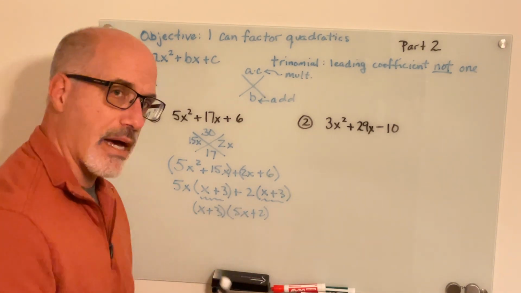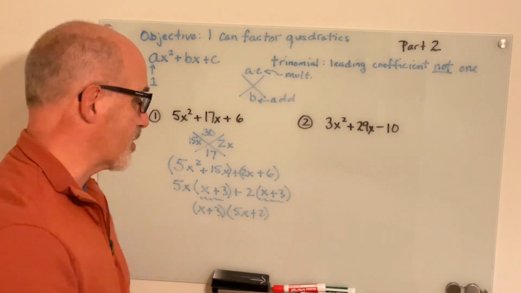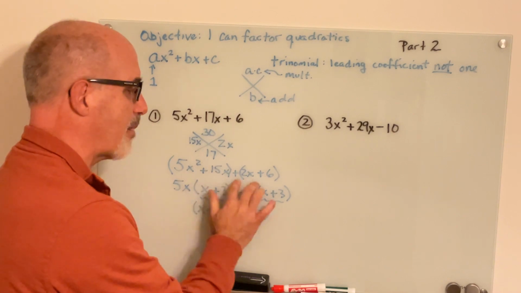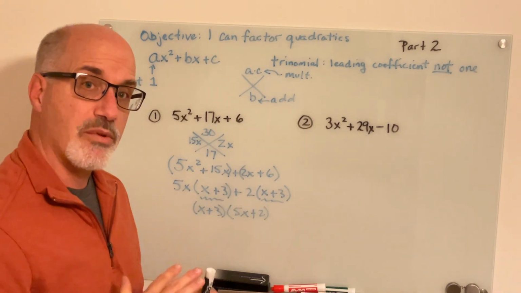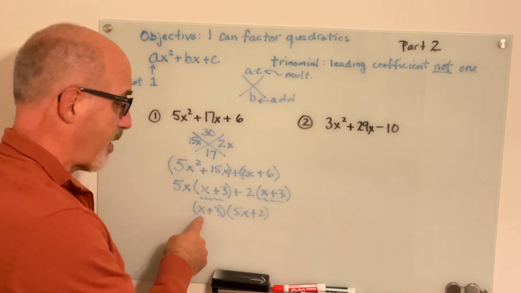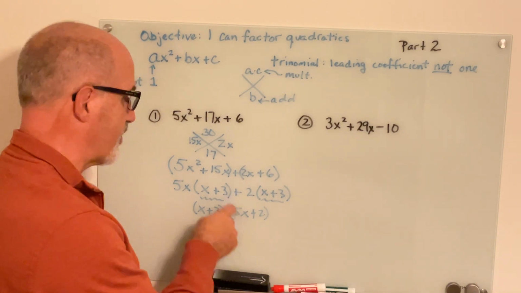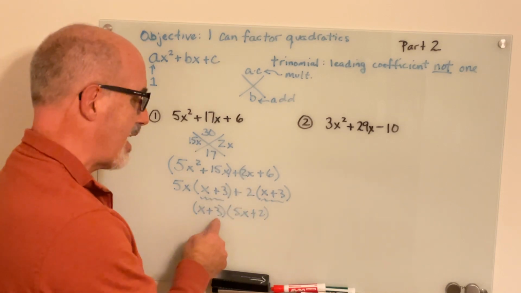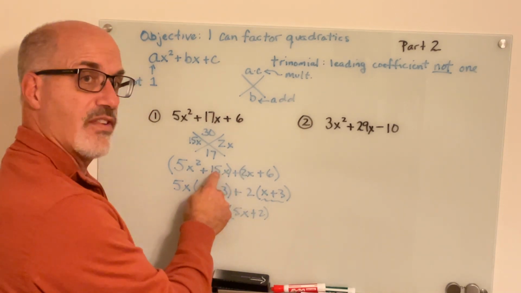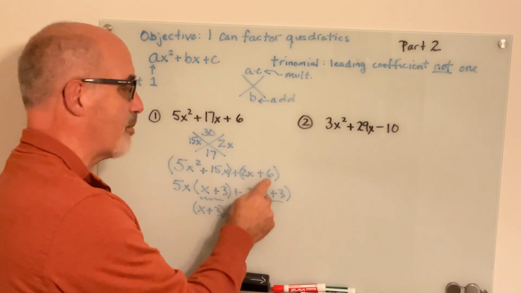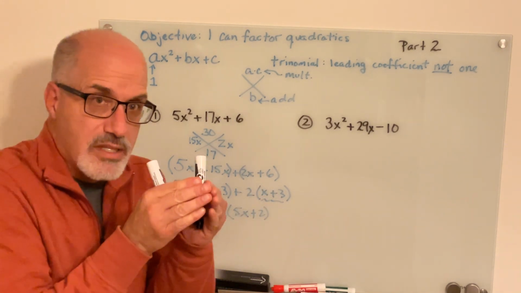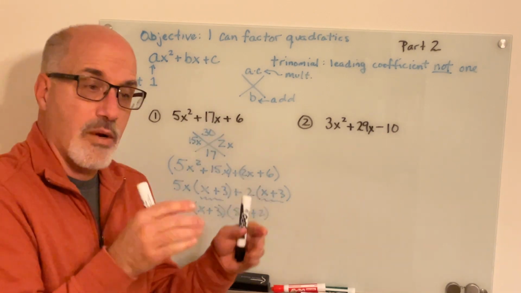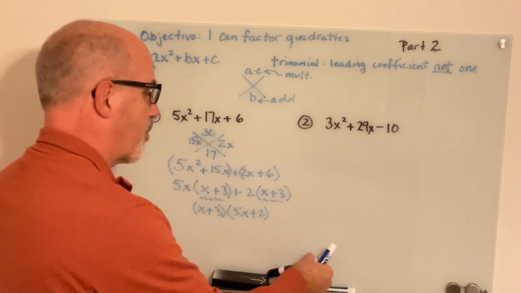And if you think about how this process works, what we in essence did is we took that 17x and separated it into what the double distributive property would have been if I multiply these. X times 5x is 5x squared. X times 2 is the 2x. And then 3 times 5x is the 15x. And then the 3 times 2 is the 6. So we just separated that middle 17x into the two parts that would have been the double distributive property.